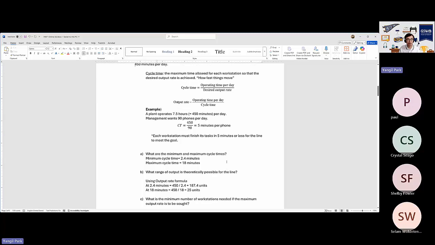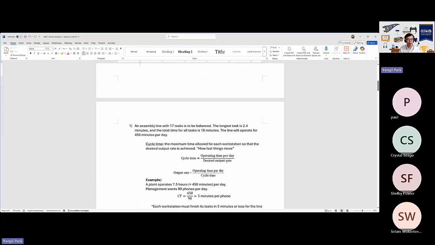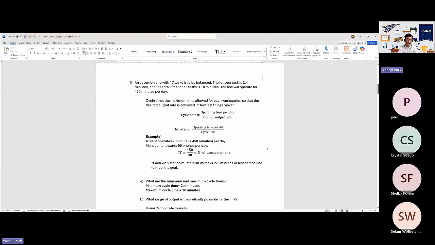Okay, so this is the first question out of assignment 7. We have an assembly line with 17 tasks. The longest task time is going to take 2.4 minutes, and the total time for all tasks is 18 minutes. And the line will operate for 450 minutes. That's the operating time per day.